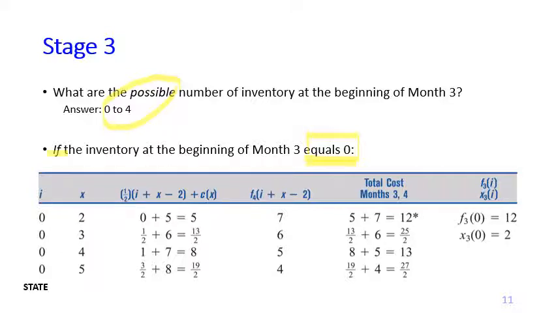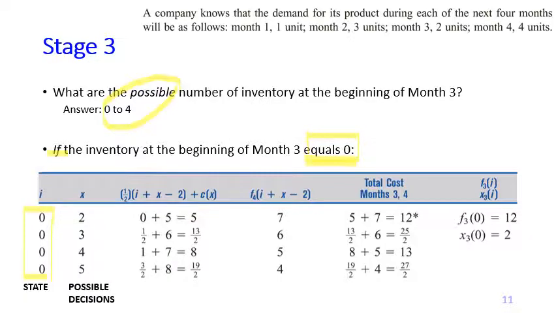So here, 0 inventory is our state. So the beginning inventory is 0 and it becomes our state. And then we have 4 possible decisions, which are producing 2 units, producing 3 units, producing 4 units, up to producing 5 units. Why are these numbers the possible decisions?